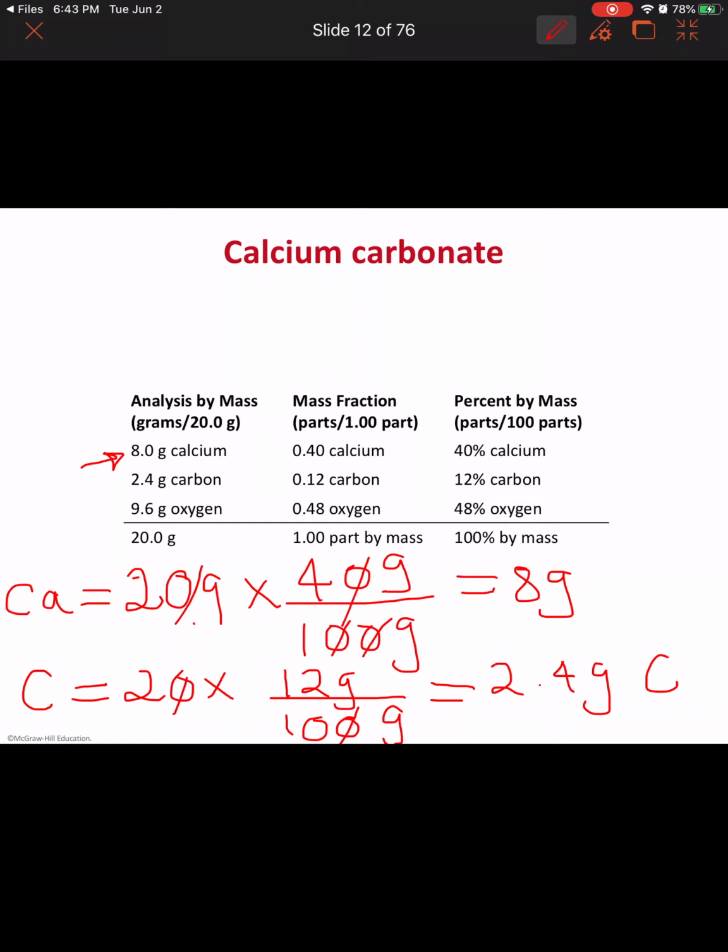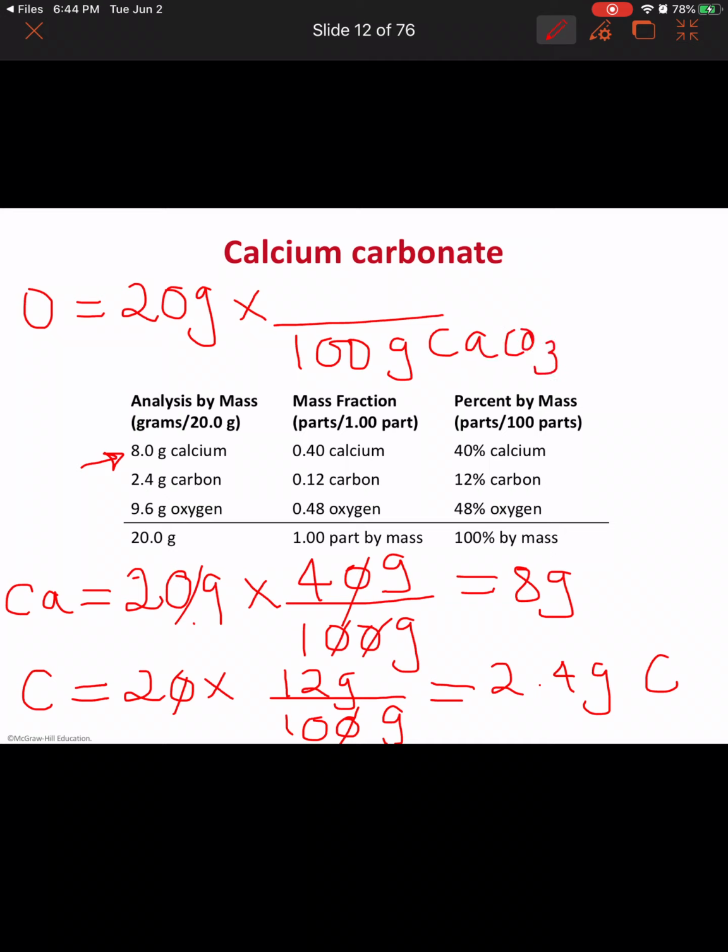So if you have a 20 gram sample, what's the amount of oxygen? In a 20 gram sample, we know the ratio for 100 gram calcium carbonate, there are 3 oxygens. So each oxygen is 16. So 3 times 16 is 48. 48 times 2 is 96. 96 over 100 is 9.6 grams oxygen. So that's that 9.6. And this is for the carbon.